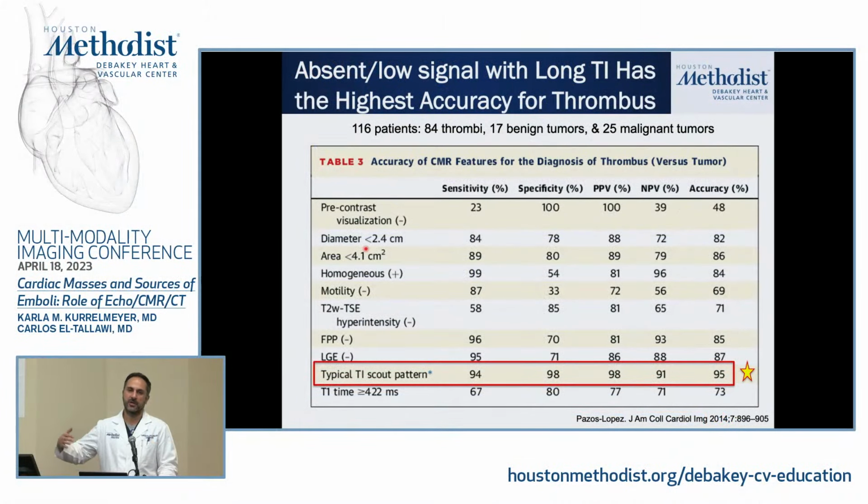The bigger the structure is, let's say more than 2.4 centimeters in this study, it becomes less likely being a thrombus. It becomes more like a tumor, right? But out of all these, including first pass perfusion, LGE, and T2 and everything, this inversion time of zero signal at 600 milliseconds had the highest accuracy of 95%. So obviously we always put things together, but this is the one that usually seals the deal for this particular diagnosis.